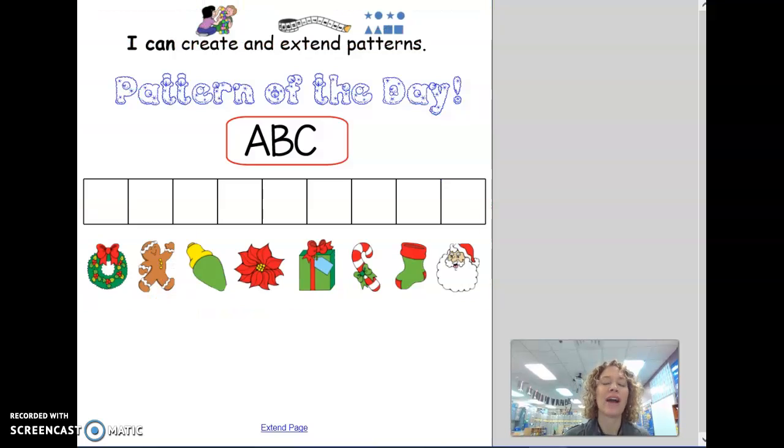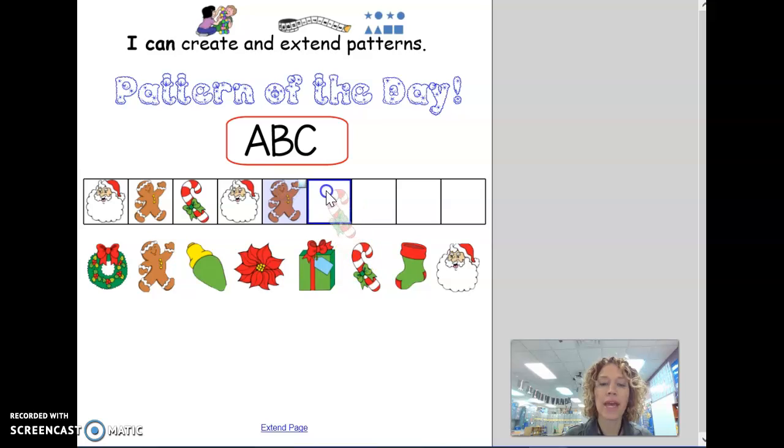Fabulous job. All right, we're making our ABC pattern. Let's do Santa, gingerbread man, candy cane. Okay, that's my ABC pattern. Santa, gingerbread, candy cane. Santa, gingerbread, candy cane. Great job. Santa, gingerbread, candy cane. Wonderful. That is our ABC pattern.